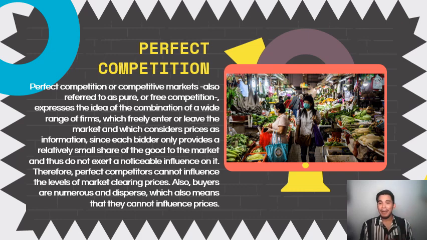So based on the description and also on the picture that you can see now on the slide, makikita niyo the situation or the location is in the wet market. Ano-ano ba yung mga tinitinda natin sa wet market? Merong mga gulay, may mga prutas, may mga isda, iba't ibang klase ng karne, and there are a lot of buyers. And also there are a lot of sellers. So that is one of the characteristics of a perfect competition.